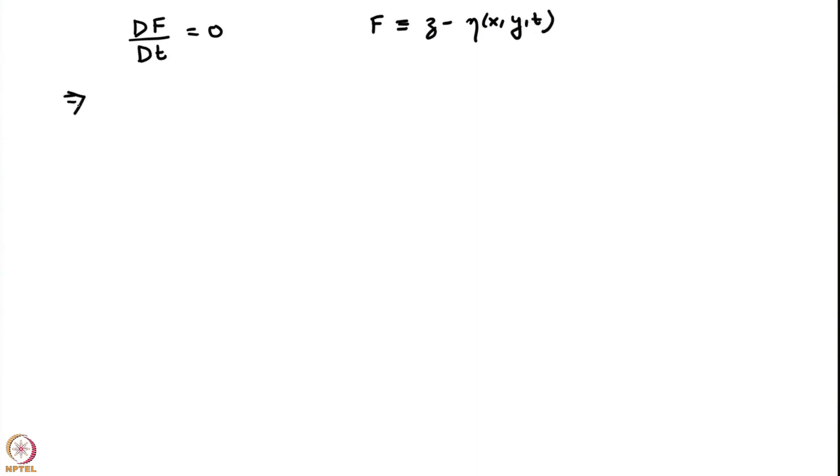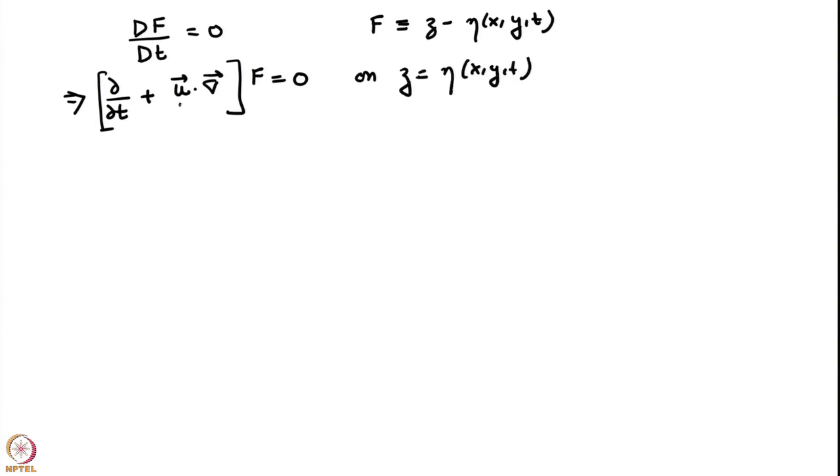So if I apply the D/Dt operator, the D/Dt operator is del/del t plus u dot gradient, of F is equal to 0, and this is true only on z is equal to eta. Why do we have to mention this? Because this velocity in general is dependent on where you are in the fluid, and so in this equation this velocity has to be evaluated at z is equal to eta. We are going to use one form, but let me show you that this equation is consistent with what we would know if the flow was steady.